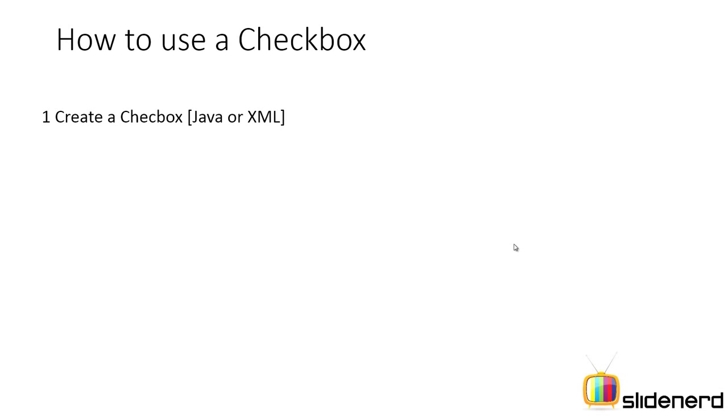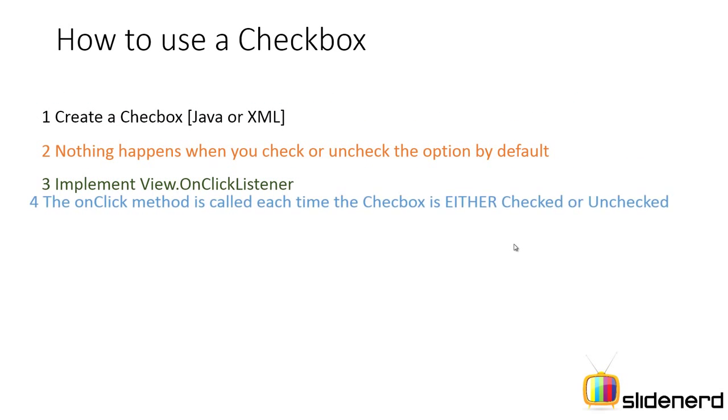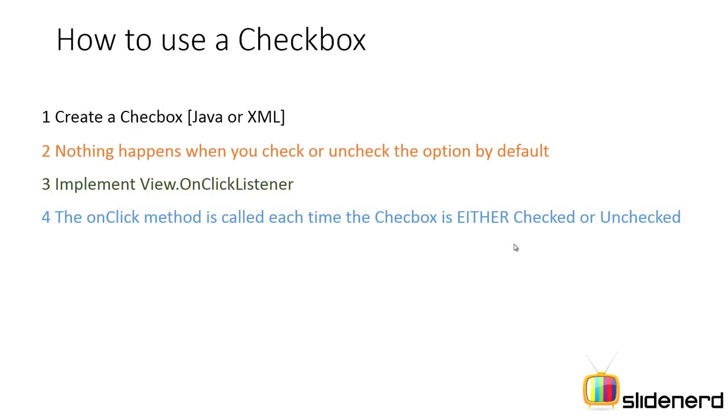It can be Java or XML. Now at this point, if you check or uncheck the option, nothing happens by default. So you need to implement the View.OnClickListener. This is the guy who is interested in responding to what happens when the checkbox is checked or unchecked. Now this has a method called onClick where you define the code of what should happen when the checkbox is selected or unselected. Remember, inside this method you can use a method called isChecked that determines if the checkbox was checked or unchecked. Now we are going to see in Java code exactly how this looks.